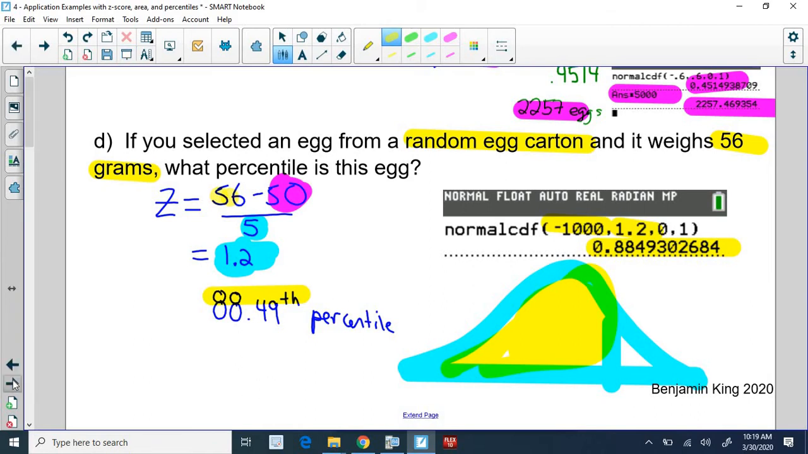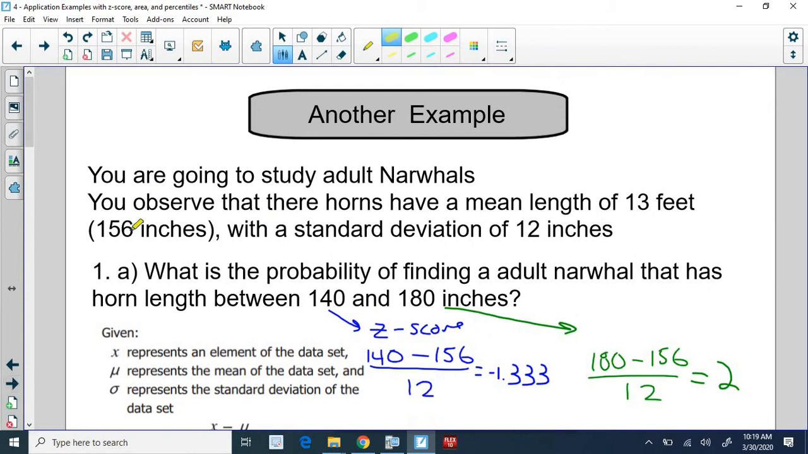Alright, let's look at one more example. So let's say I have adult narwhals, and they're in the wild, and they have a horn length of approximately 13 feet on average, and they have a standard deviation of 12 inches. Notice the unit problem here.